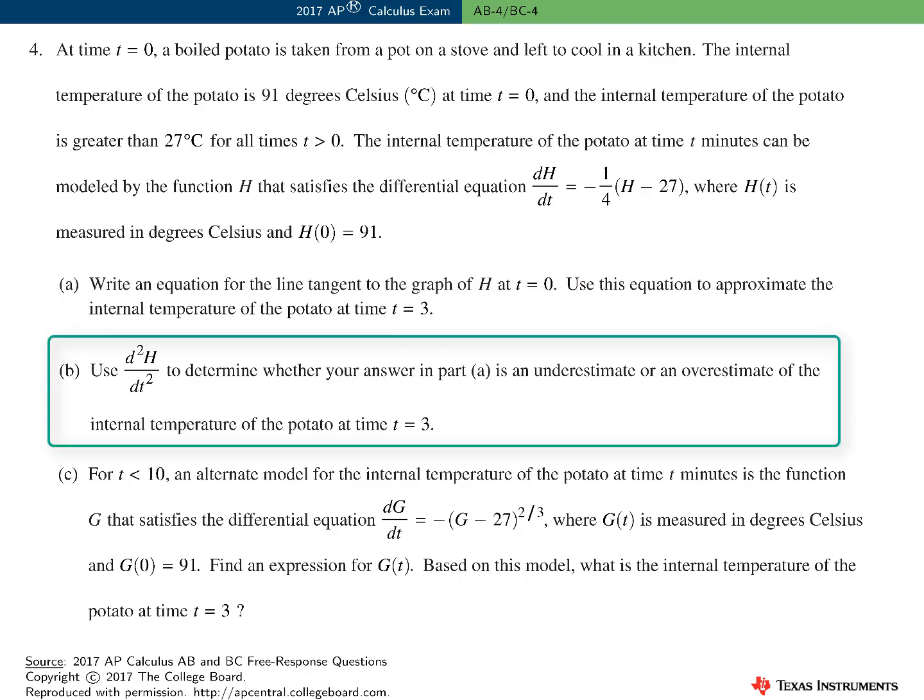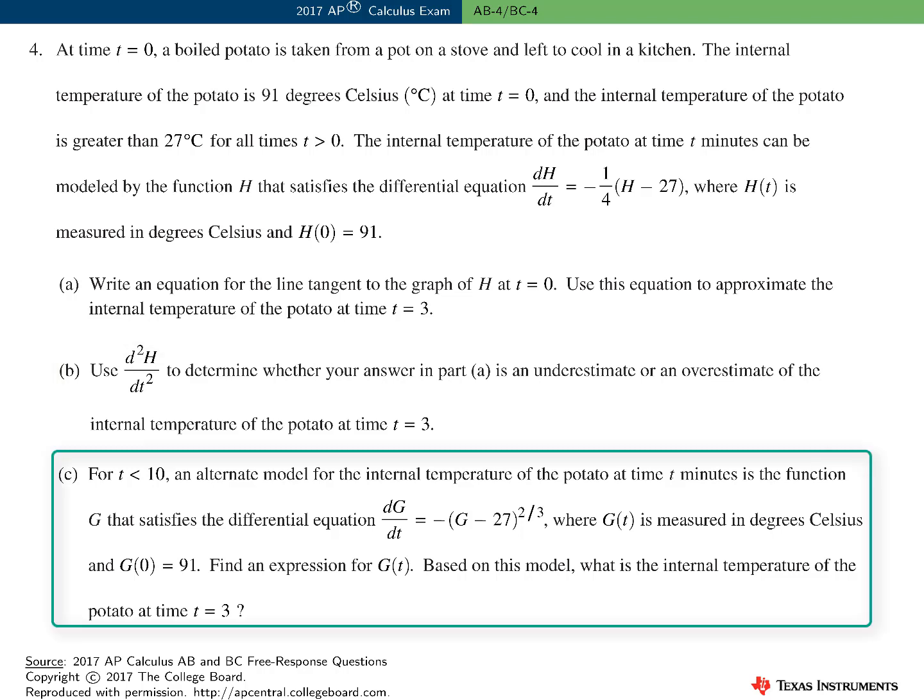In Part B, we need to use the second derivative of h with respect to t to determine whether the answer in Part A is an overestimate or an underestimate. And then finally in Part C, we're given another differential equation that models the internal temperature of the potato. And we need to solve this DE, that is, find an expression for g of t, and use this model to find the internal temperature of the potato at time t equals 3.